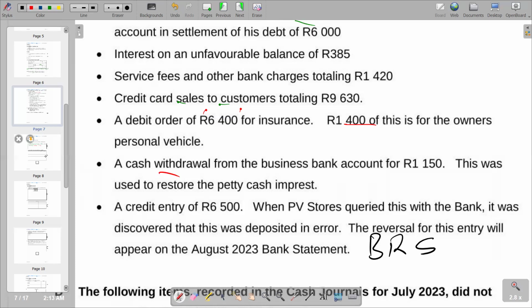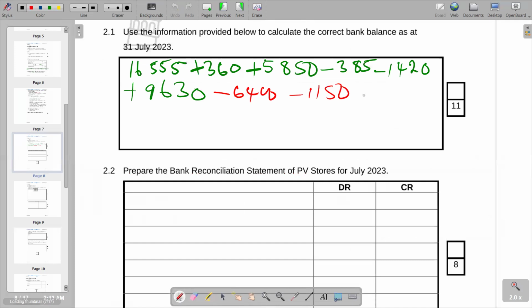So what it means is we can now add to get the final total, whereby we are now saying 16,555 plus 360 plus 5,850 minus 385 minus 1,420 plus 9,630 minus 6,400 minus 1,150. And the figure that we are going to get is 23,040. So this becomes the bank balance that we are looking for.